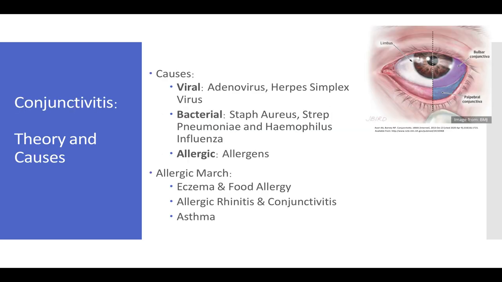To begin with, it is important to understand what conjunctivitis actually is. It is commonly defined as inflammation or infection of the bulbar, tarsal, or palpebral conjunctiva. These are shown on the diagram above. Causes can be grouped into 3 categories: viral, bacterial, and allergic.